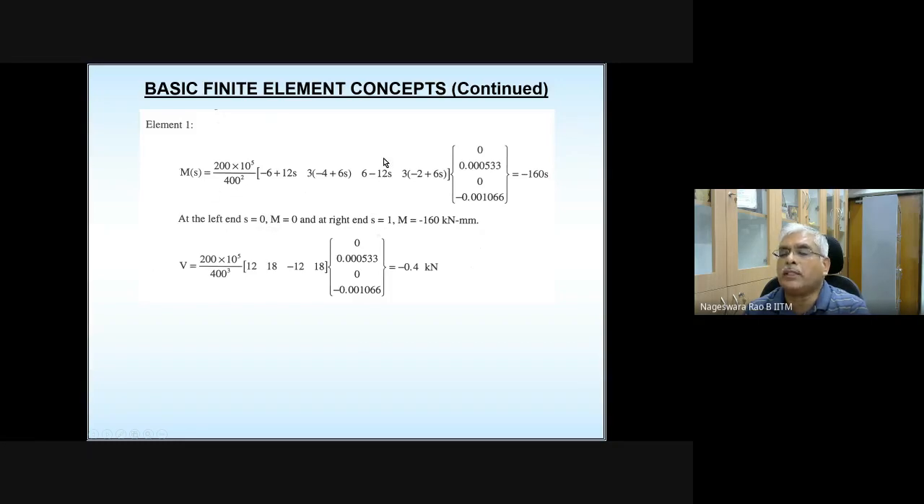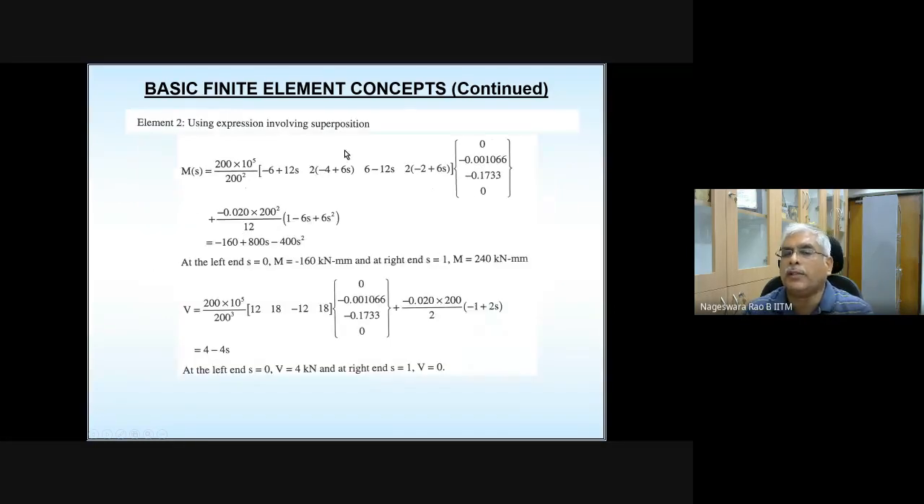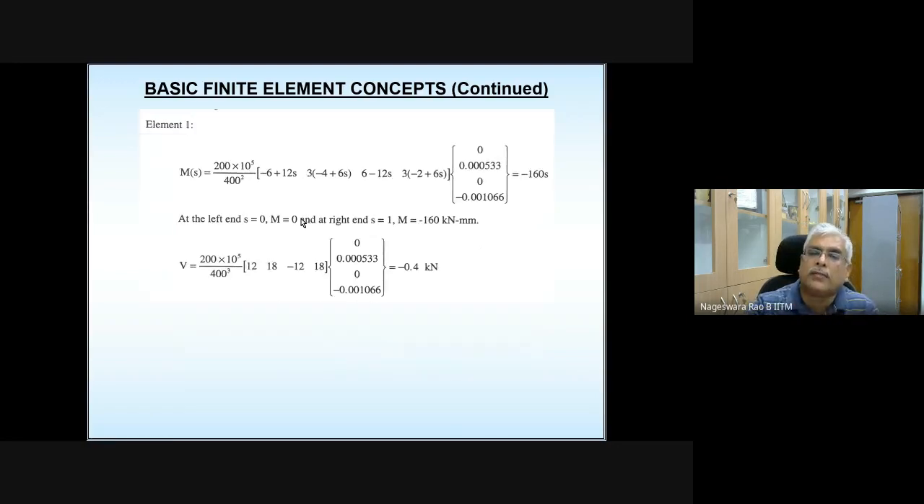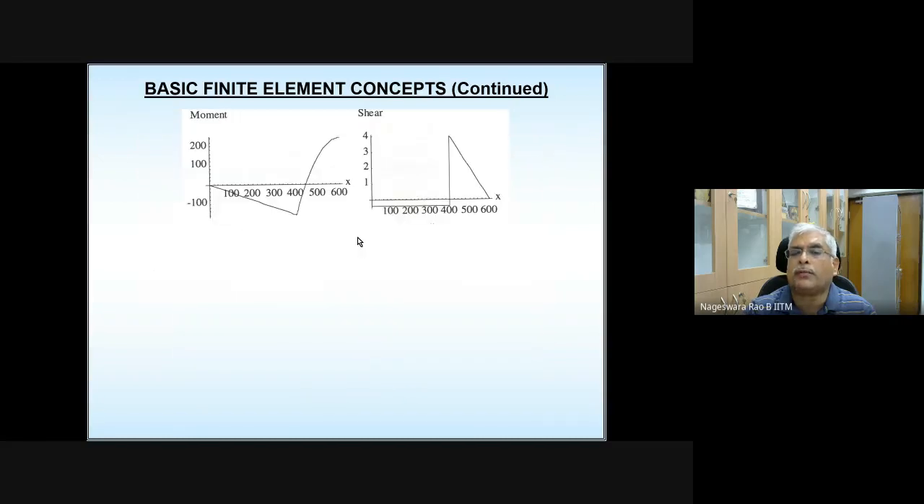So this is the bending moment variation and shear force variation for element 1. Element 2: you have distributed load, so you need to apply fixed length correction. Once you have the solution in each element, by changing S from 0 to 1 you can sweep the entire element length. What is going to be the solution? And then plot the bending moment and shear force diagrams.